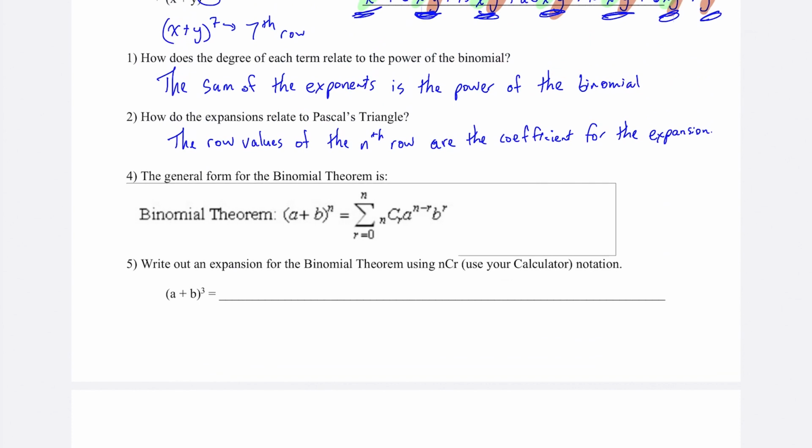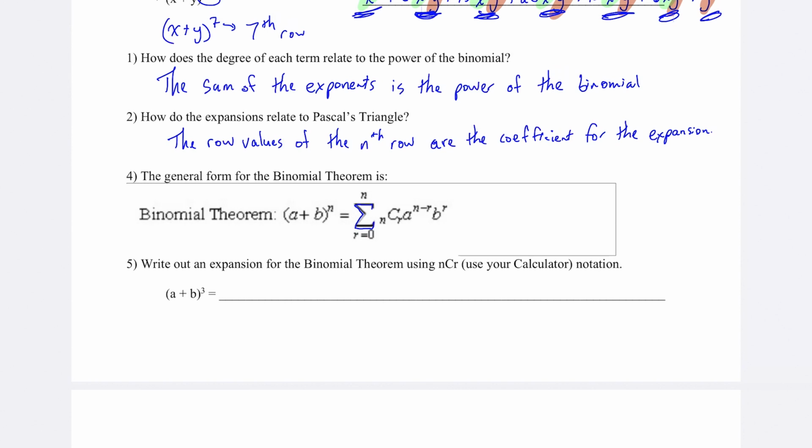So, what if we didn't have Pascal's triangle in front of us and we didn't want to write out the whole thing? Is there another way? Well, as we've seen earlier, Pascal's triangle is also related to combinatorics. So, here's the general form for a binomial using the binomial theorem. We have right here, this is the sum. So, we take the sum of r equals 0 all the way up to n.